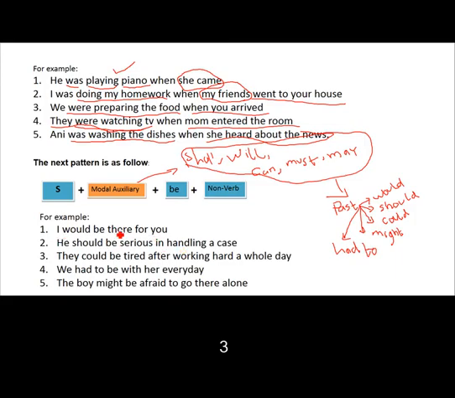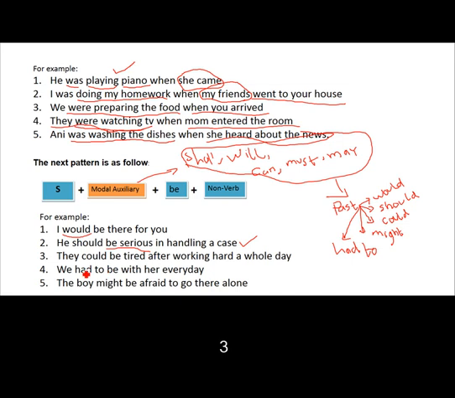I would be there for you. I would be there for you yesterday. But now I will not be there for you. He should be serious in handling a case. Probably yesterday he was not serious. He handled the case not seriously, but now the result was not good. And then I said he should be serious in handling the case.